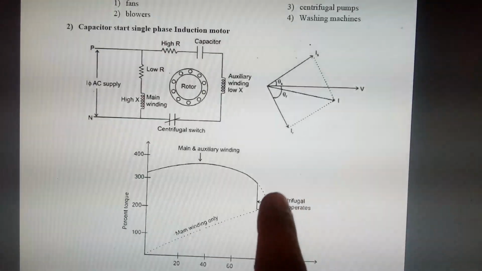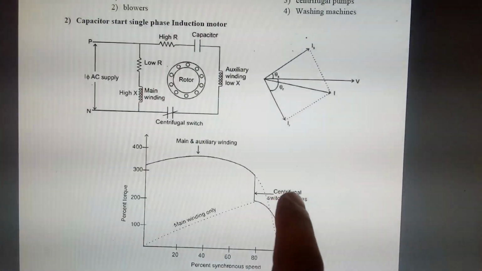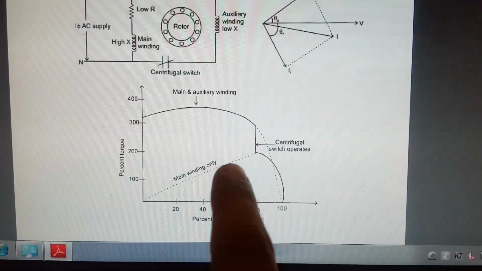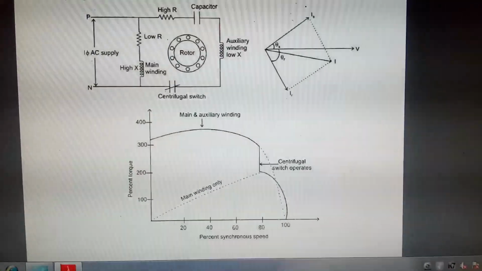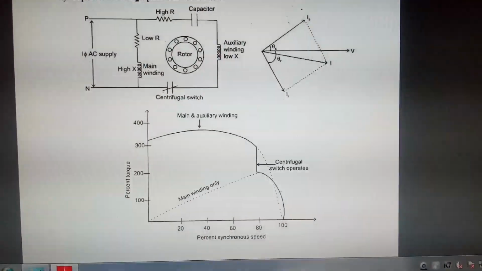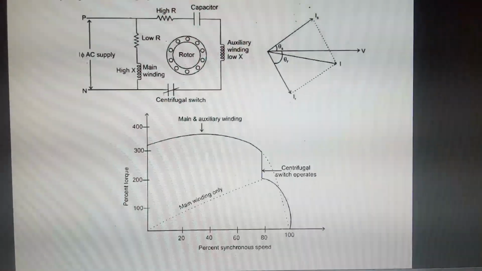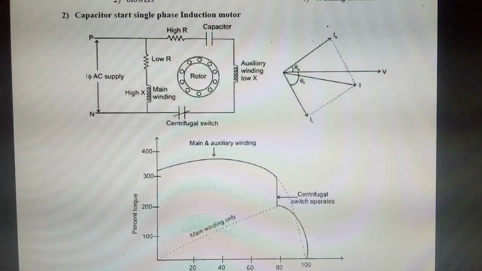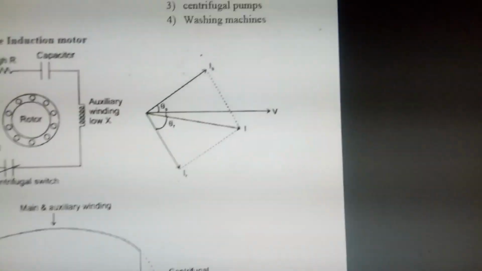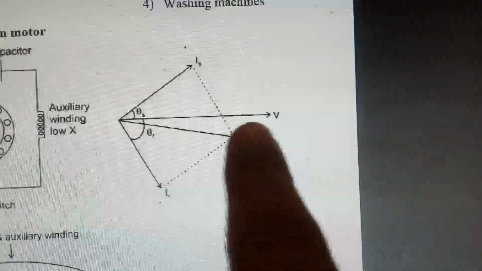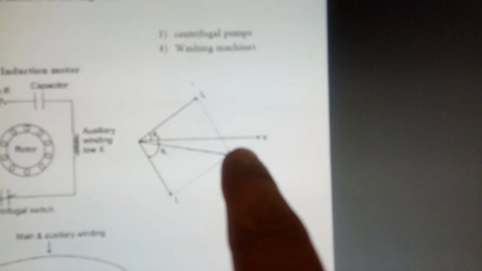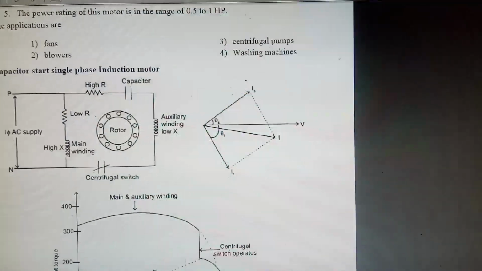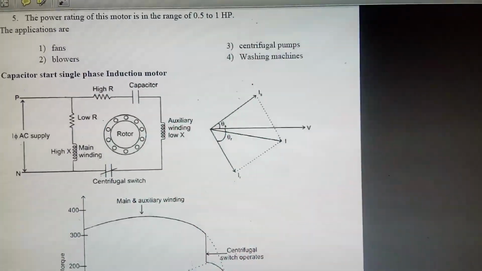Then the centrifugal switch operates and the circuit is reduced to the main winding only, so the graph is for the main winding only. This is the difference between the previous case and this method. Here in the phasor diagram, with respect to voltage, the current will be lagging, but here the starting current and running current are both added to give the total current.